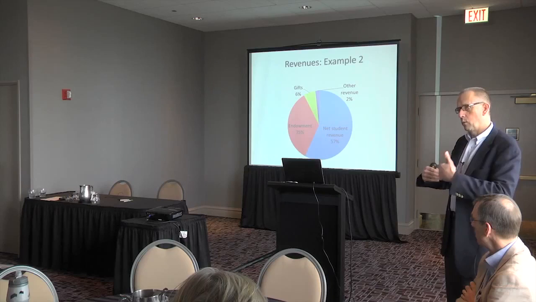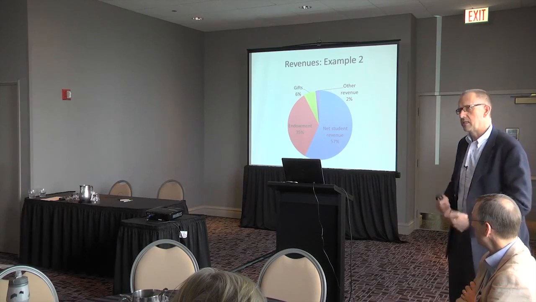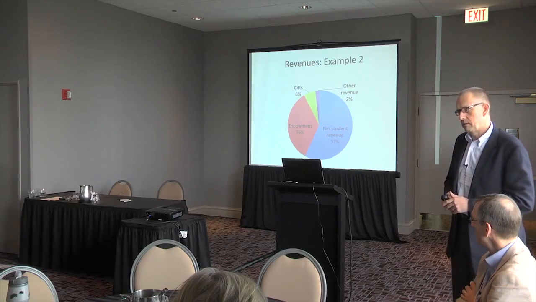Any thoughts on why the other revenue seems to suggest that a well-endowed school is less able to raise money through auxiliaries? They don't need to. That's one possible answer. One possible answer is they don't need to. Can you think of another?